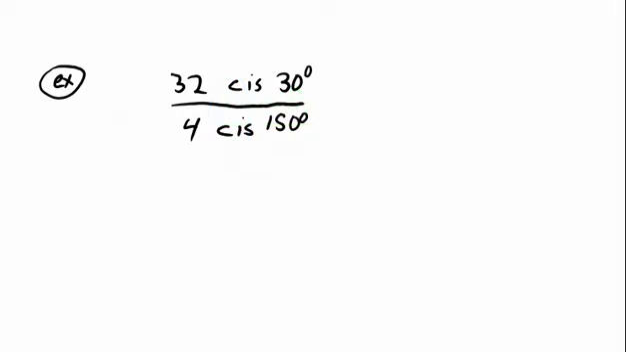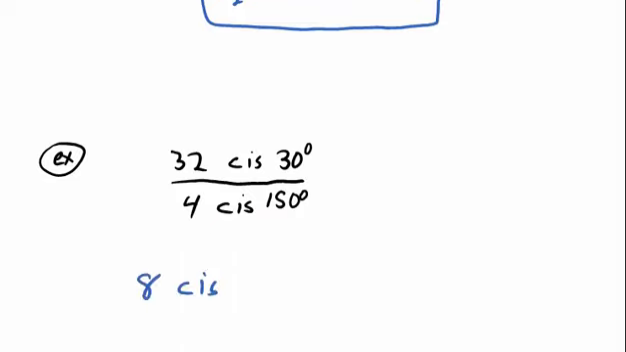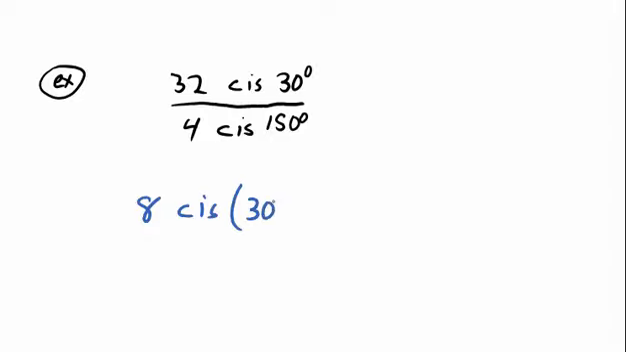So let's say you take the complex number 32 cis 30 degrees and divide by 4 cis 150. What will that give you? Well, you know how to take 4 into 32. What's that? Start with that. 8. And then cis of what? According to this formula, what are we going to do? We're going to take 30 minus 150. Take cis of 30 minus 150. And so what does that get us? 8 cis negative 120.